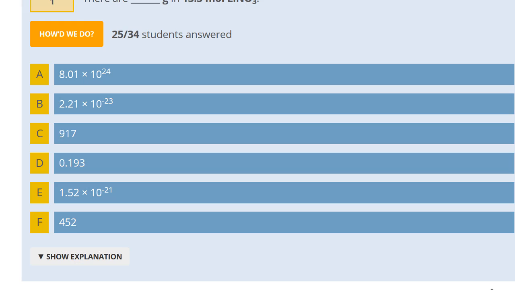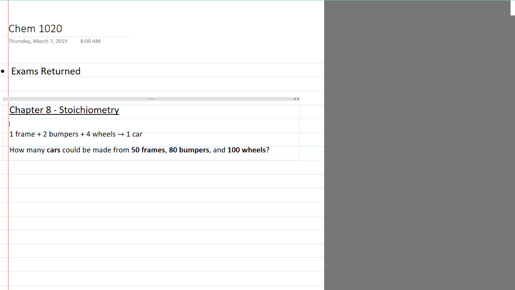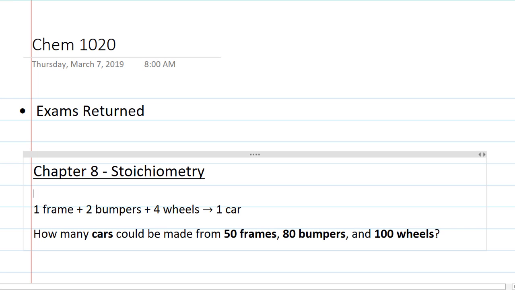This is a review question: how many grams are in 13.3 moles of lithium nitrate? The correct answer here is 917. 56% of you got that right. So let's do a quick review calculation on this one. We are starting with 13.3 moles of lithium nitrate.